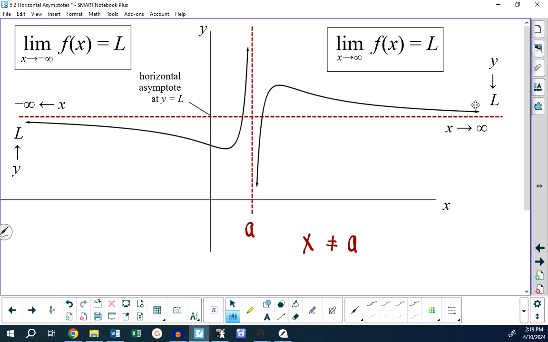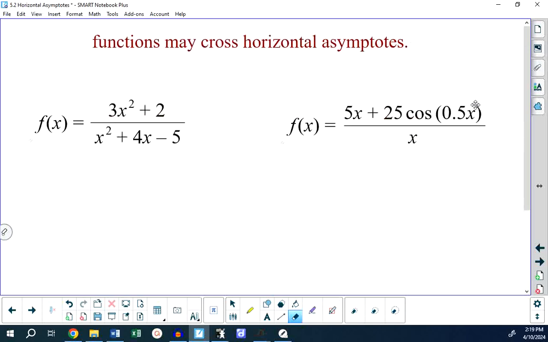But if you take a look at this, you cannot say y is not equal to L. Sure it is. It's equal to L here and here. Functions can cross, and I don't mean just hop over. I mean be in contact with a horizontal asymptote. The basic reason, everybody, is that functions are allowed to go up and down, but functions are not allowed to go back and forth.